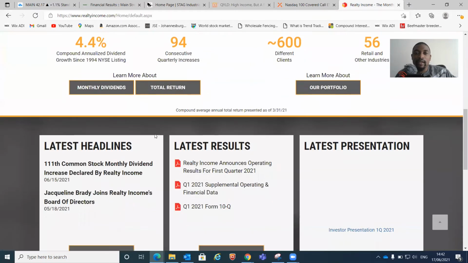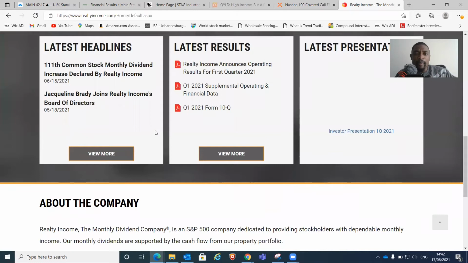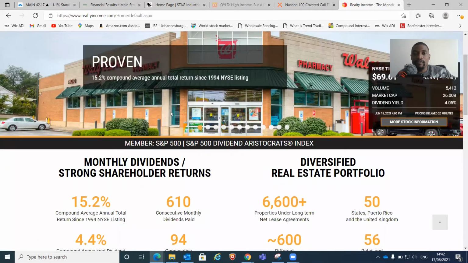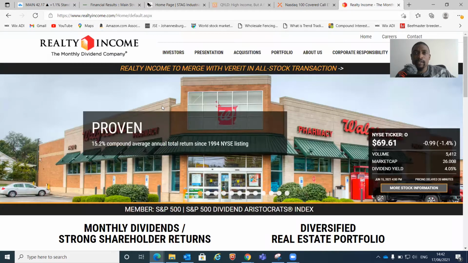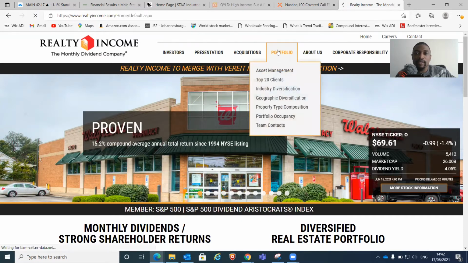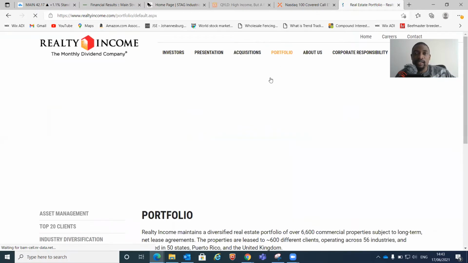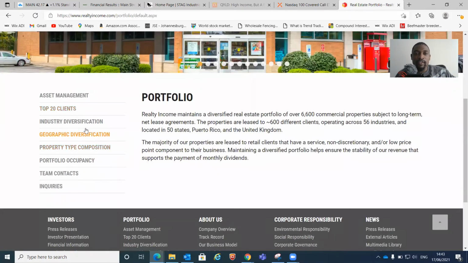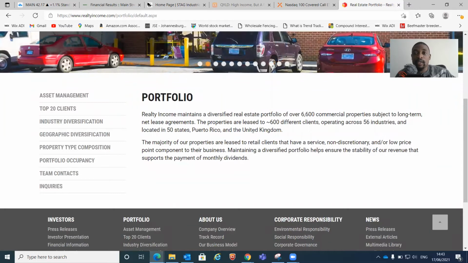They have different property under their portfolio. It varies from shops to some warehouses. So it's different kinds of companies that they have. It is diversified through different industries, and it is also diversified geographically. We mentioned that they also have some property portfolios that are outside the US. As you can see, some of the properties are in the United Kingdom. But that is in the past.